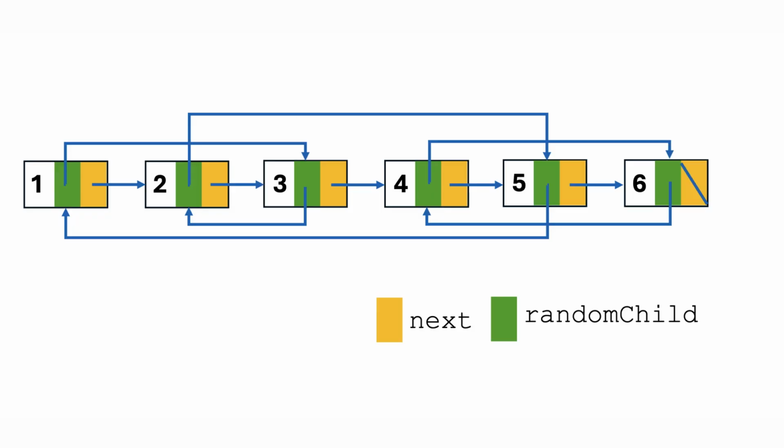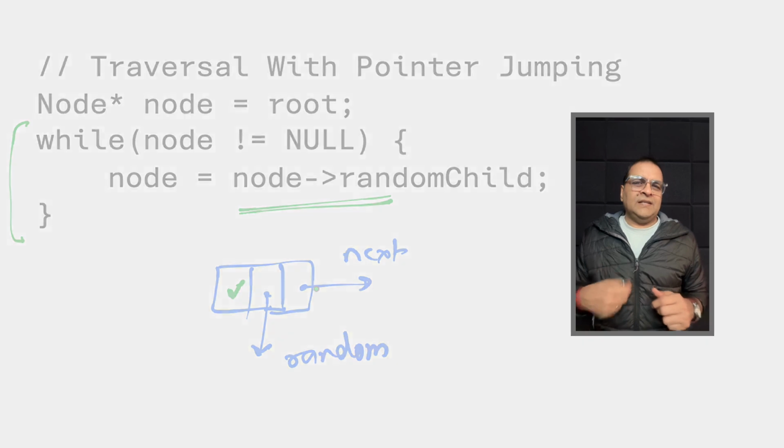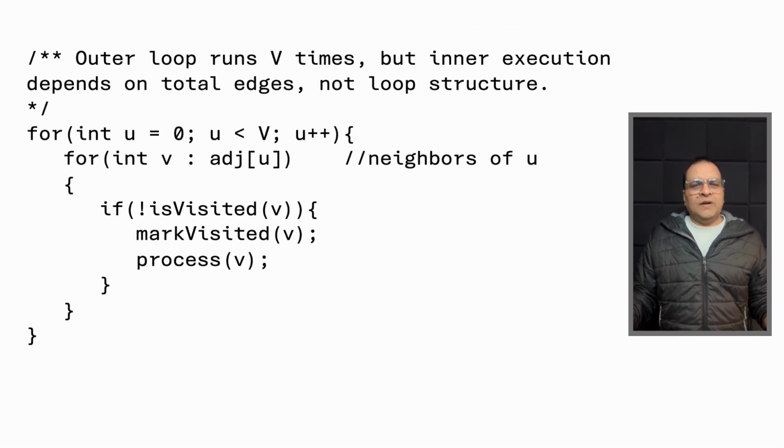If we are traversing the linked list using the random pointer, so instead of saying node equals node dot next, we say node equals node dot random pointer, then the time complexity of this while loop may not necessarily be n. Consider this code related to graphs. We know that a graph is a collection of vertices and edges. In this code, v represents the total number of vertices and this adjacency array represents the information about the edges.